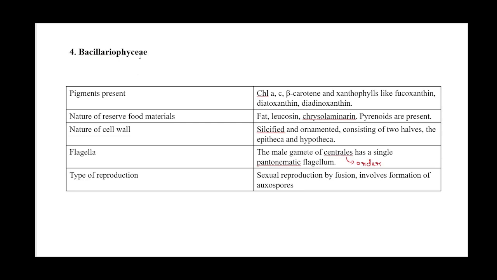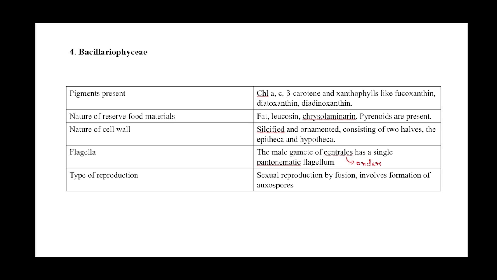The fourth class of algae is Bacillariophyceae. The pigments present in Bacillariophyceae are chlorophyll A, C, beta-carotene, and xanthophylls like fucoxanthin, diatoxanthin, diadinoxanthin. The food materials are reserved in the form of fat, leucosin, chrysolaminarin. Pyrenoids are present in Bacillariophyceae members. The cell wall is silicified and ornamented, consisting of 2 halves, the epitheca and hypotheca.